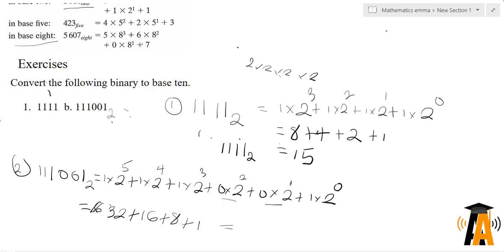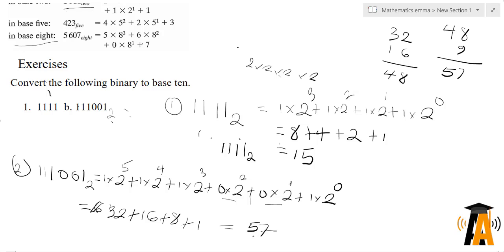So we have 32 here, 32 plus 16, we have 48. Now 48 plus 9, 57. So we have 57. So 111001 in binary is equal to 57 in base 10.